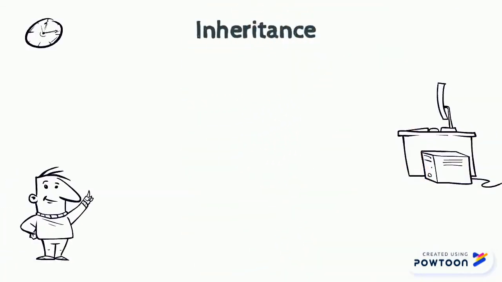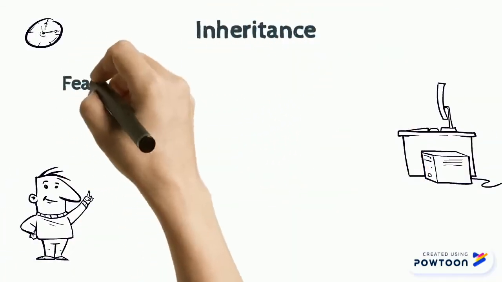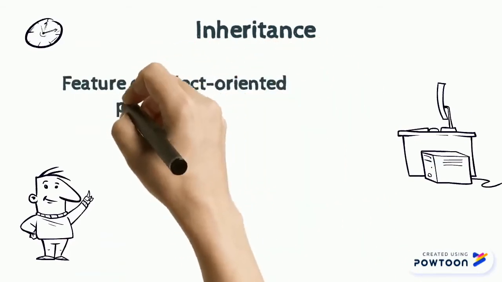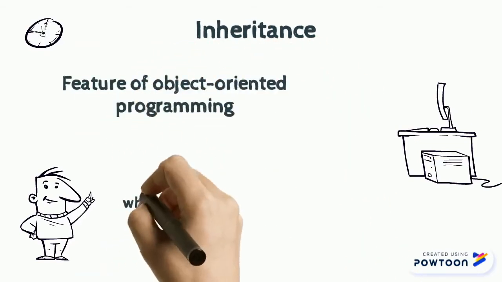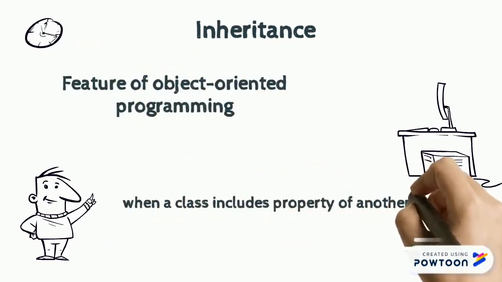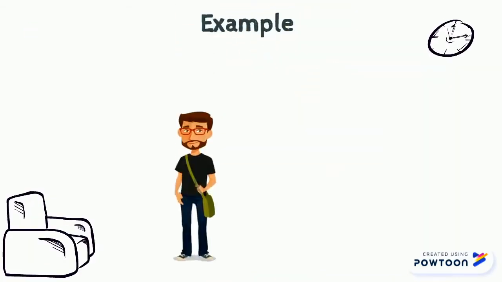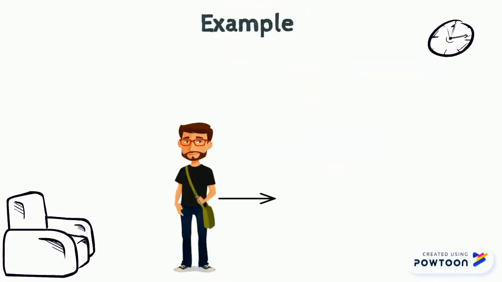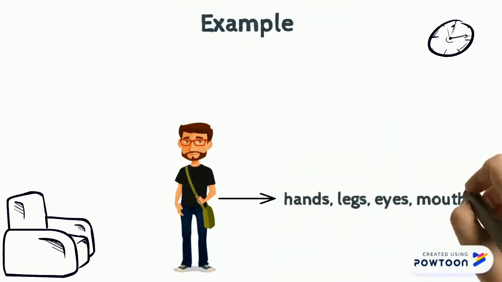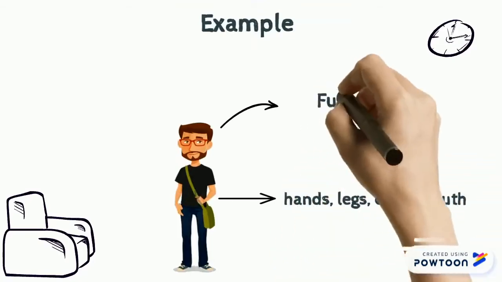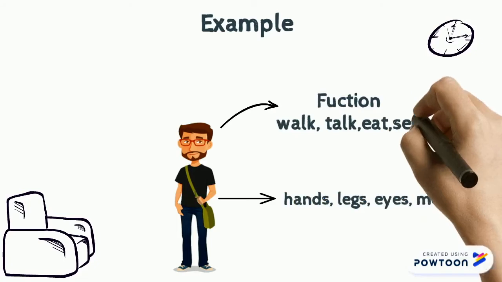Inheritance. Inheritance is a feature of object-oriented programming that allows code reusability when a class includes the properties of another class. For example, considering human being a class which has properties like hands, legs, eyes, mouth, and functions like walk, talk, eat, see, and so on.